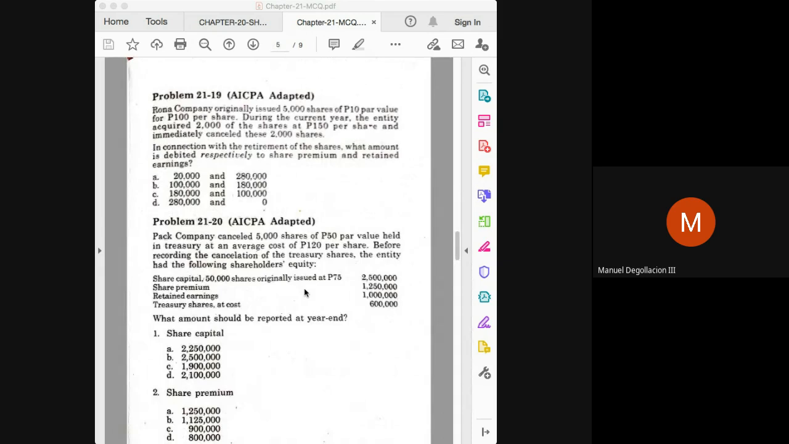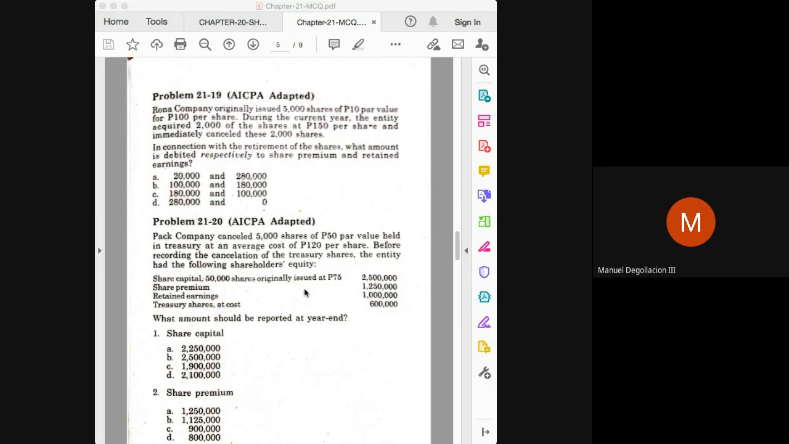In connection with the retirement of shares, what amount is debited respectively to share premium and retained earnings? Rona Company originally issued 5,000 shares of 10 par value for 100 per share. During the current year, the entity acquired 2,000 of the shares at 150 per share and immediately canceled these 2,000 shares. Let's record the acquisition first. 2,000 shares times 150, you will have 300,000. So debit treasury shares and credit cash 300,000.